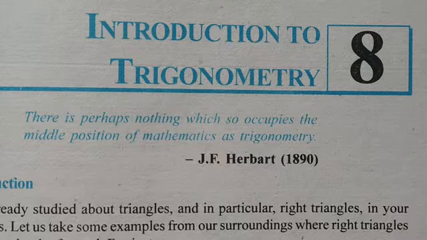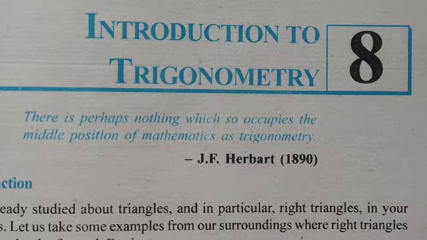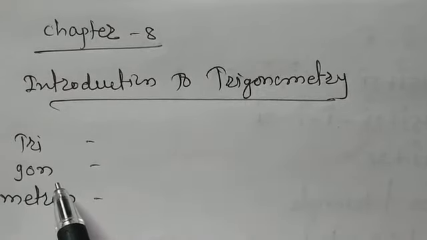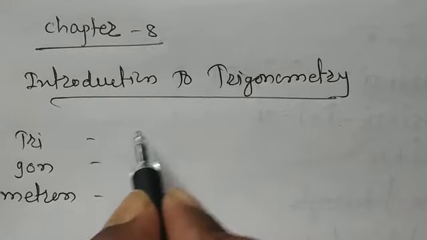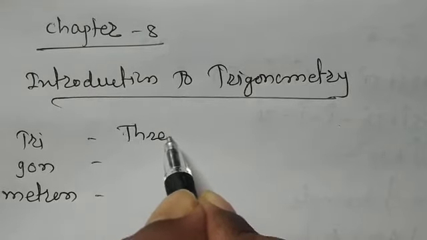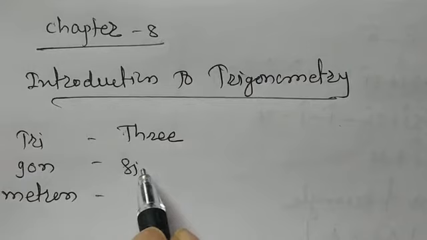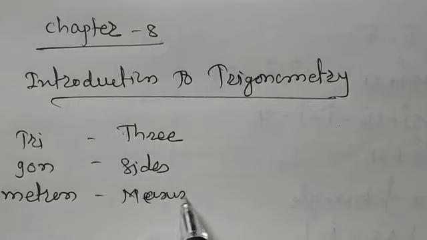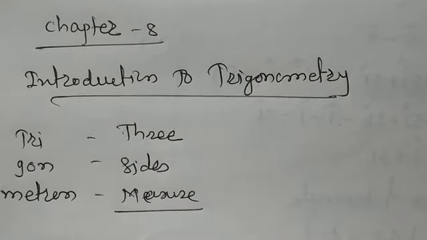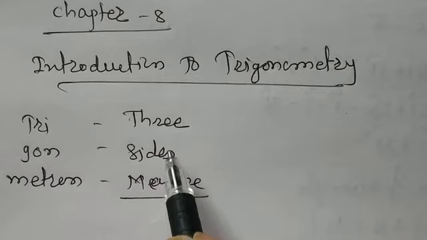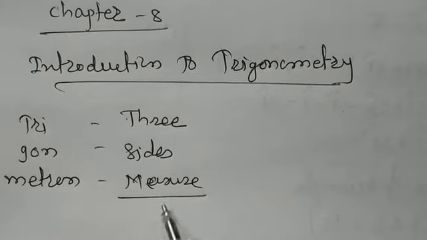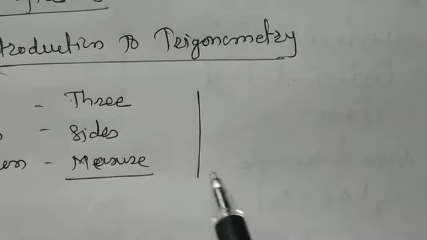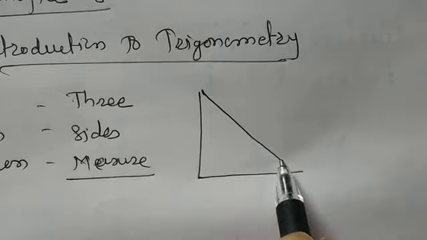In this trigonometry, trigonometry means tri, gon, metra. Tri means three, gon means side, and metra means measurement. So three side measurement, that is trigonometry. This is a Greek word, and for the modern purpose, you can use trigonometry in the right angle triangle only. So this is our right angle triangle.